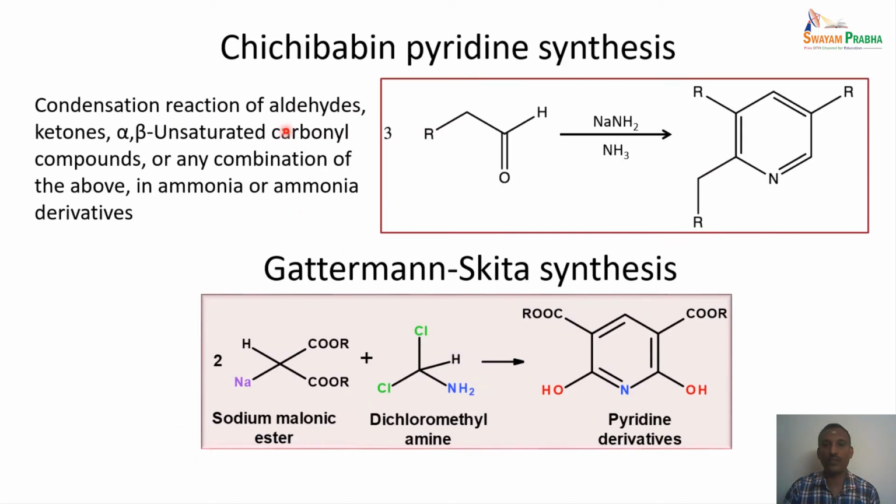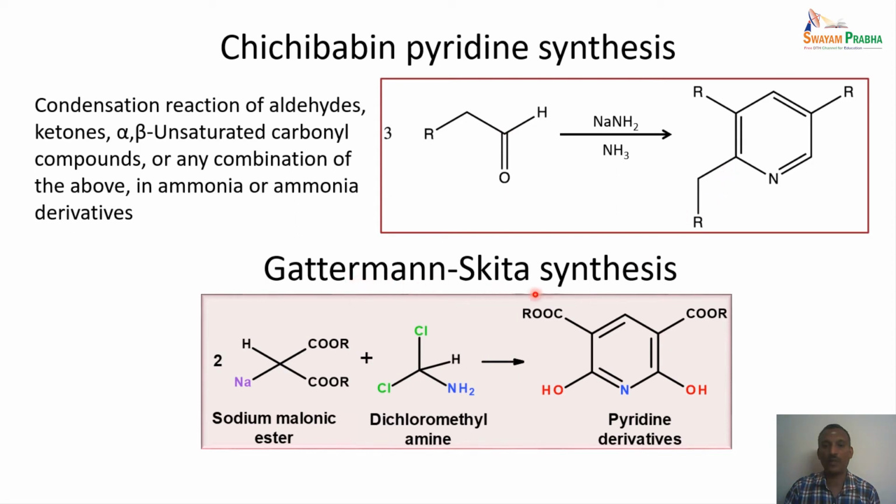Then the next one is the Chichibabin pyridine synthesis. So here the condensation of aldehydes, ketones, or alpha-beta unsaturated carbonyl compounds, or any combination of the above in ammonia or ammonia derivatives. Here we have shown ammonia directly, and sodamide is used as a strong base for this particular reaction. Any other ammonia derivative can also be used in this particular reaction. So this condensation leads to the formation of pyridine derivatives.